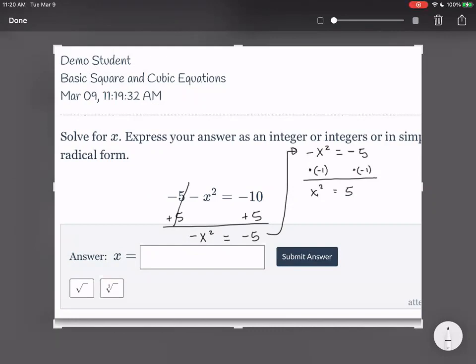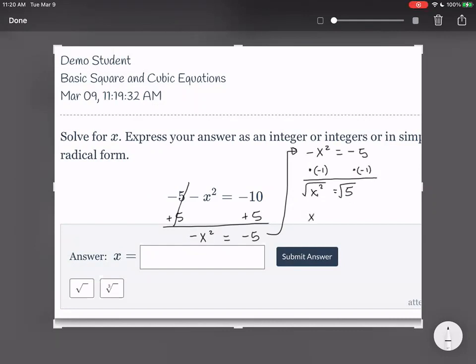Okay, and last but not least, we must square root now. So x squared equals 5. We don't want x squared. What is the opposite of squaring something? It is to square root something. So I'm going to square root both sides. And then the square root and the squared cancel out.